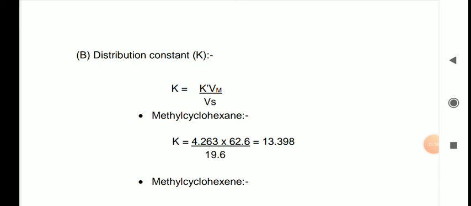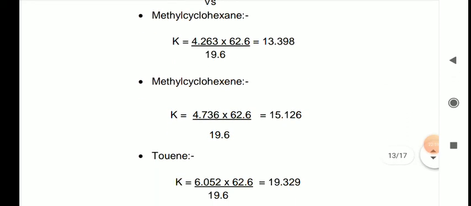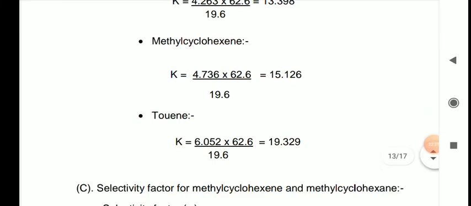So substituting the value, Vm upon Vs is 62.6 upon 19.6, multiplied by the retention factor. This we have got in the earlier part, 4.263. So the distribution constant for cyclohexane comes out to be 13.398. For methyl cyclohexene, multiply 4.736 by the ratio of 62.6 and 19.6. This will come out to be 15.126. And for toluene, it will be the same formula. Just multiply by 6.052. So there you get the answer as 19.329.